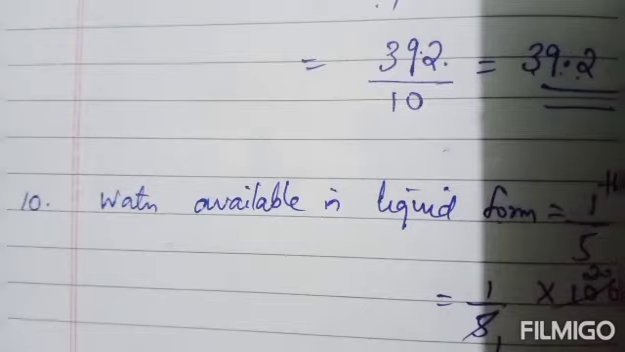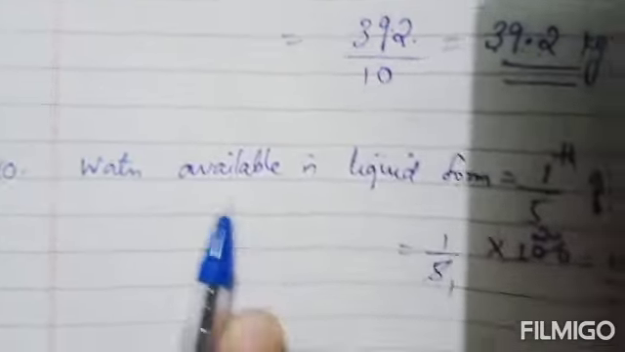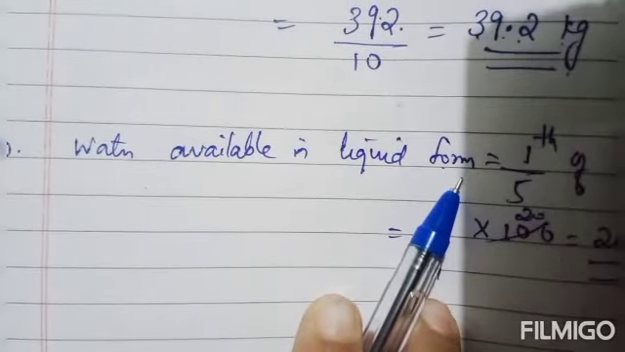Next, 10th question. Only 1/5 of water is available in liquid form. The limited amount of water is replenished and used by man recurrently. Express this information as percent, showing first, water available in liquid form, second, water available in frozen form. So what is given in the question? 1/5 of the water is available in liquid form. You have to express this as a percentage.